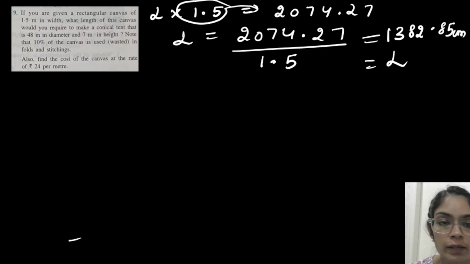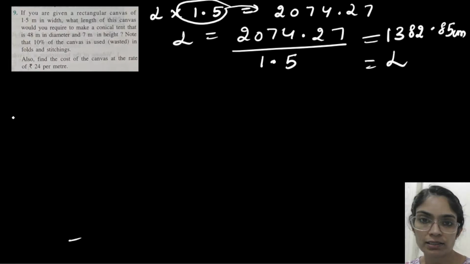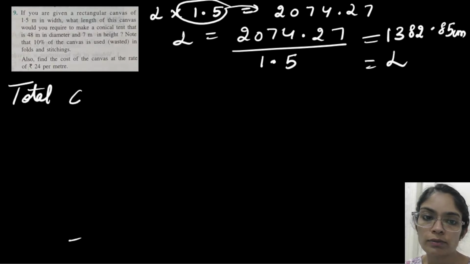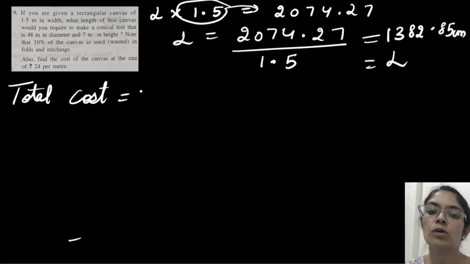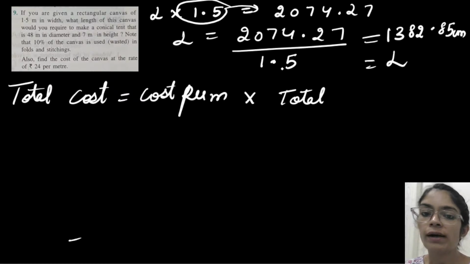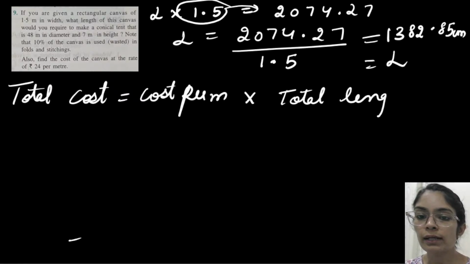Okay, let's do the second part of the question. What is the second part? They are mentioning here, find the cost of the canvas. So cost we have to find, which means total cost we have to find. So total cost is always cost per meter into total length. Cost per meter into total length.